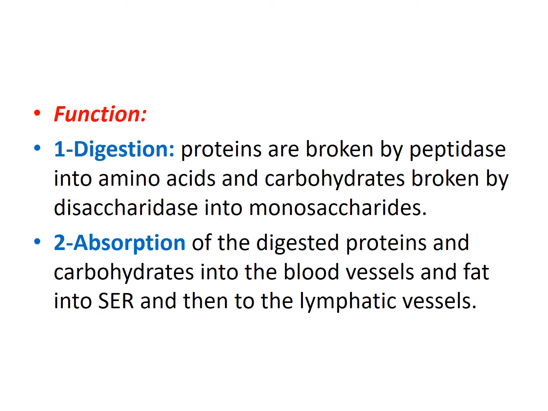What is the function of the columnar absorptive epithelium? First, digestion. Proteins are broken down by peptidase into amino acids, and carbohydrates are broken down by disaccharidase into monosaccharides. Then absorption of digested protein and carbohydrate into the blood vessels, and the fat into smooth endoplasmic reticulum and then to the lymphatic vessels.